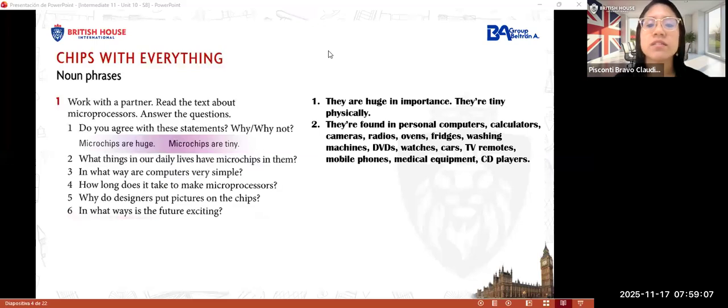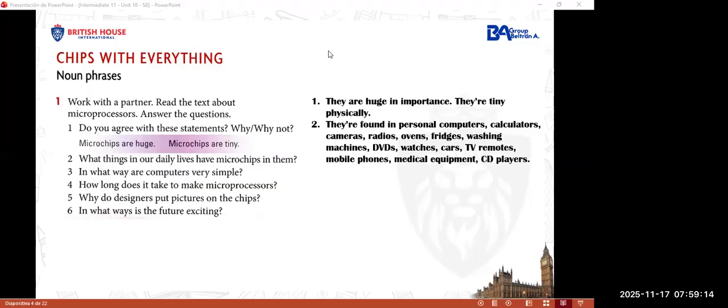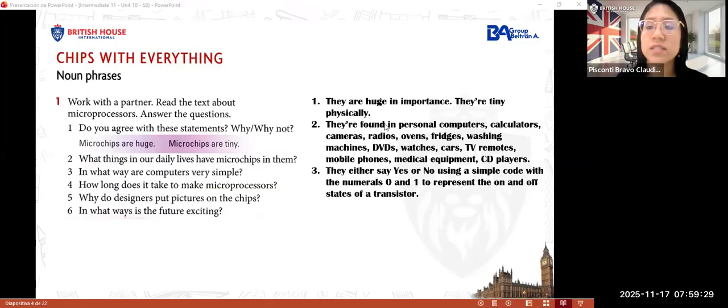Now, Paula, good morning there. In what way are computers very simple? Teacher, they are simple because they only turn off and on, saying yes or no. Everything is made with zeros and ones. Yes, zeros and ones. Okay, very well. Their digital code only works in that way. Okay, Paula, well done.